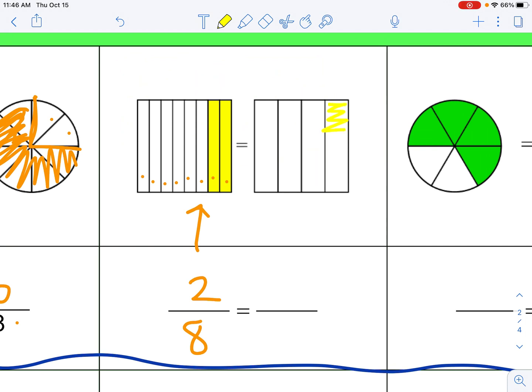Now we're going to color in how many pieces it's going to take for that to look the exact same, which is 1 piece. So I have 1 piece, and how many pieces are there all together? There is 4. So 2/8 is equivalent to 1/4.